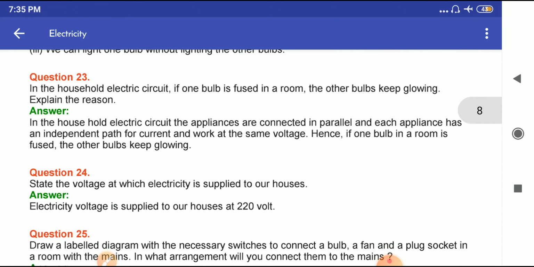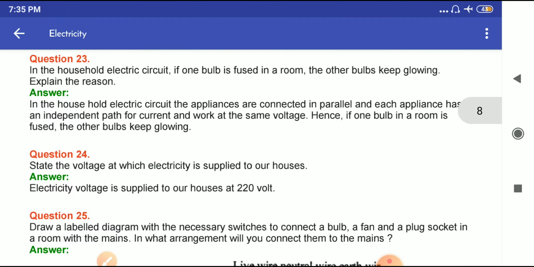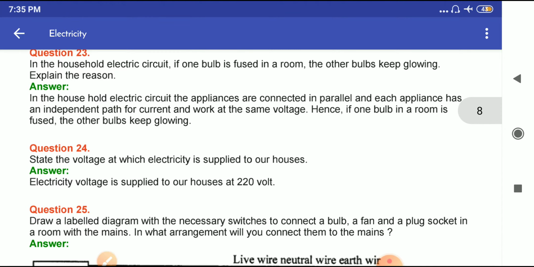In a household electric circuit, the appliances are connected in parallel, and each appliance has an independent path for current and works at the same voltage. Hence, if one bulb in a room is fused, the other bulbs keep glowing.